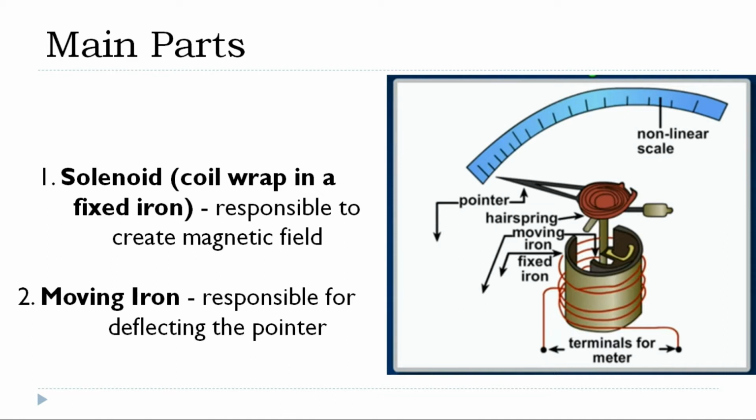Pag sinabing solenoid, conductor wire na nakarap sa isang fixed iron. Solenoid ang tawag. Ito yung responsible to create a magnetic field. And yung magnetic field na yon, papagalawin niya si moving iron, which is yung second main part. Ito naman yung responsible to deflect the pointer. Okay? So kung walang solenoid, walang magnetic field na mapoproduce, hindi gagalaw si moving iron.